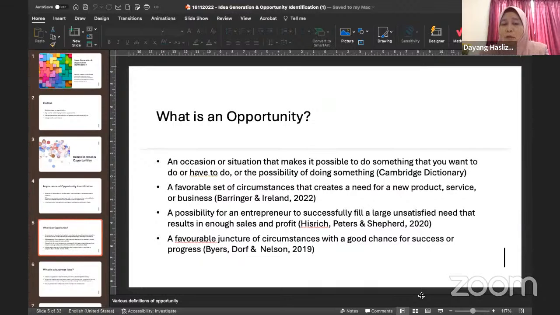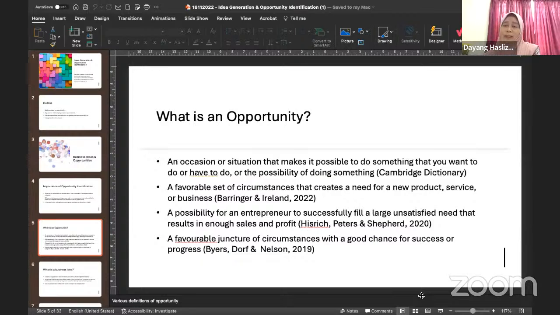I've listed four definitions of business opportunity. The first one is just a general opportunity, taken from Cambridge Dictionary. It says that an opportunity is an occasion or situation that makes it possible to do something that you want to do or you have to do, or the possibility of doing something. That is the definition given by Cambridge. So it's general, not really about business opportunity.